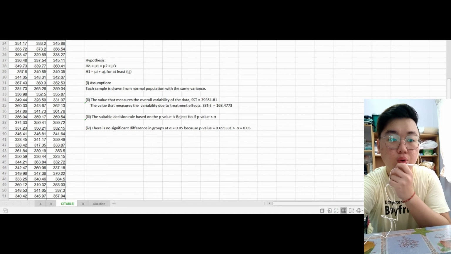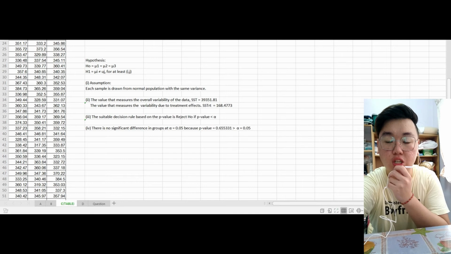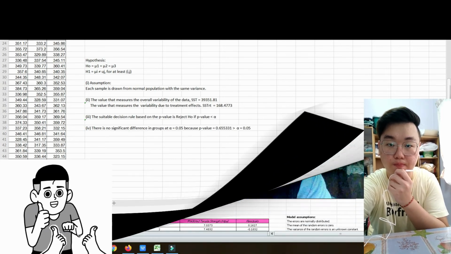From the table, we can see that the p-value is 0.6553, which is greater than the alpha value. This means that H0 will fail to be rejected. Therefore, we can conclude that there is no significant difference between the tablet weights for the three different shifts.